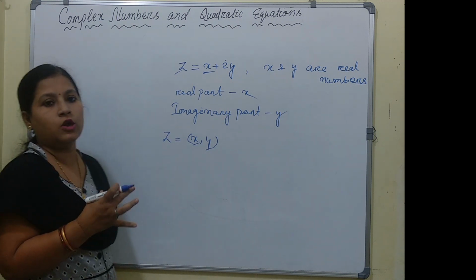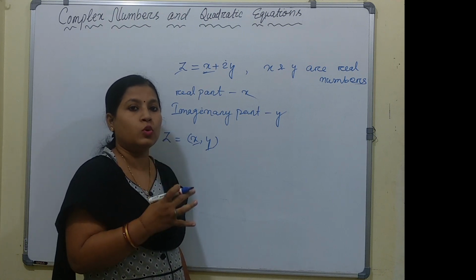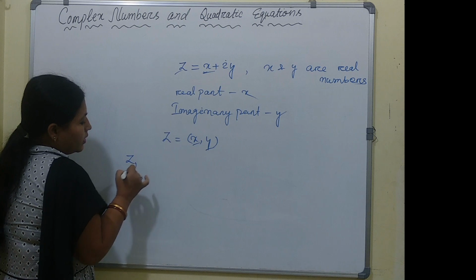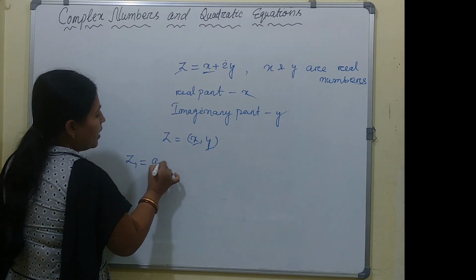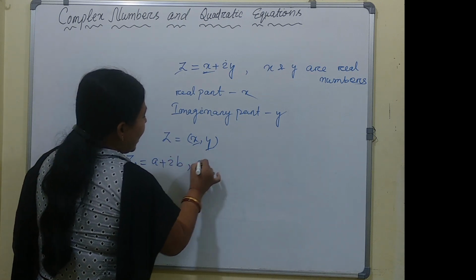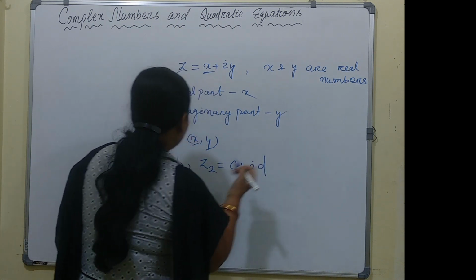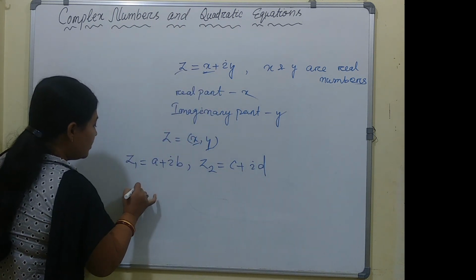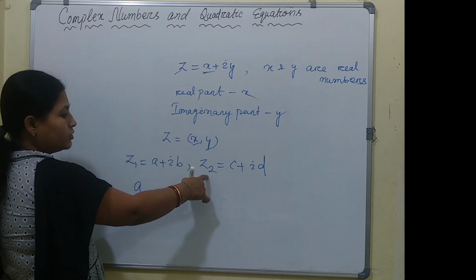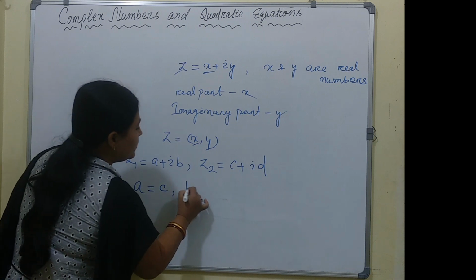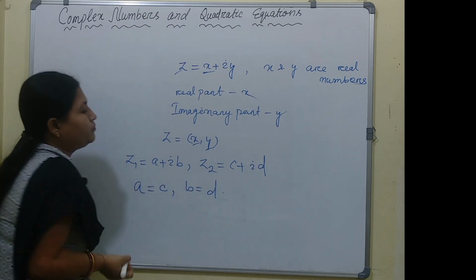If two complex numbers are equal, that means if we take z1 = a + ib and z2 = c + id, then if z1 = z2, we can say a = c and b = d.